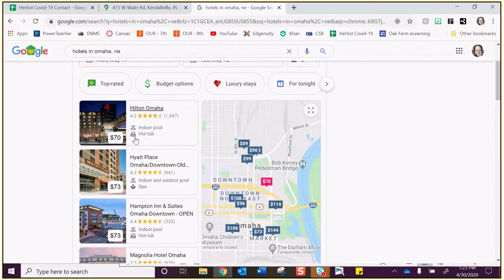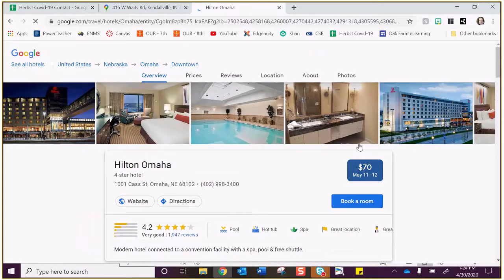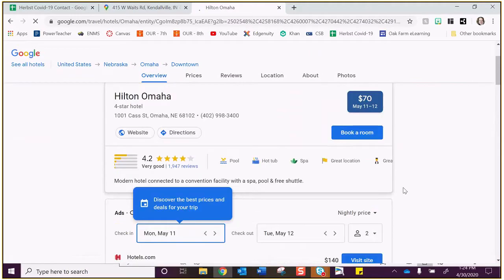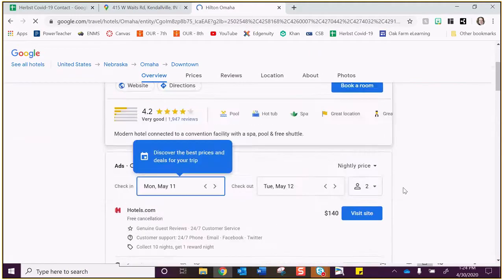Okay, I see a Hilton Omaha for 70 bucks. That's pretty cheap. Also, sometimes in bigger cities, you'll get these really cool maps where you can just click on one of these and get a hotel. So I'm going to click on this Hilton Omaha hotel. I see it's $70 a night. Okay, so let's do that.